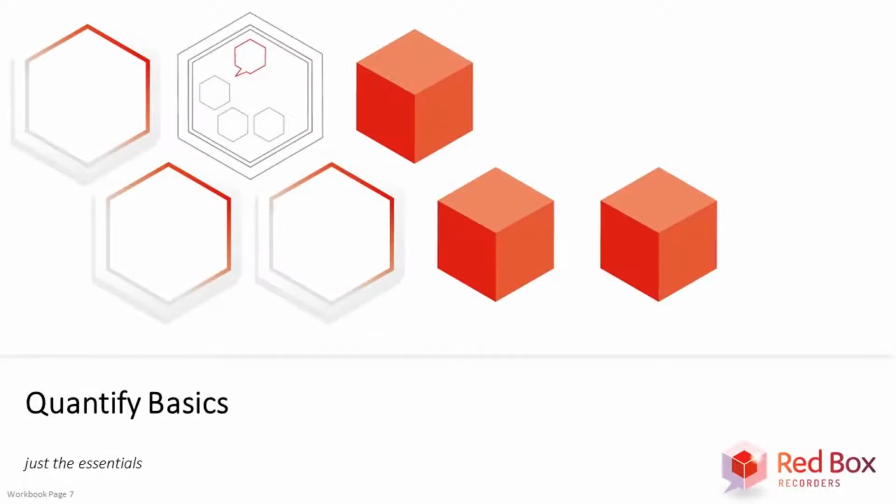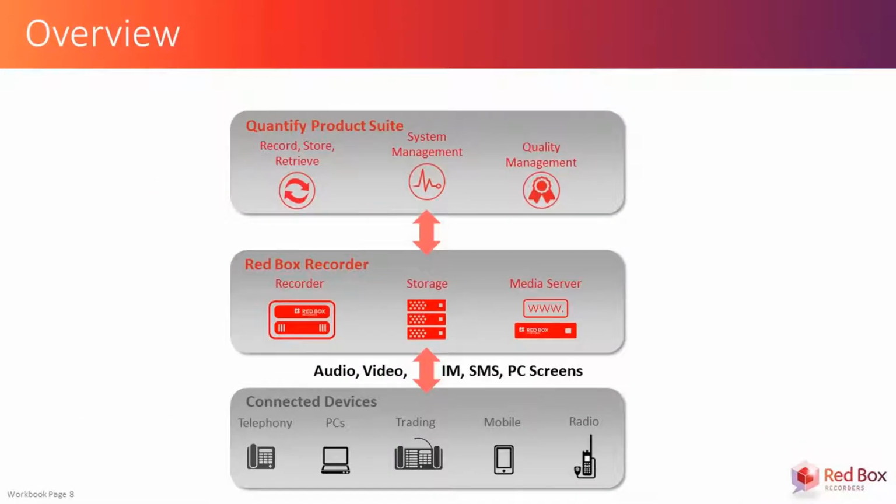So the first thing we're going to do is cover some of the basics, the essentials. Your Redbox recorder records and stores communications from all connected devices. This includes phones, PCs, trading systems, mobiles and radios. And the communications can be voice calls, video calls, instant messages and text messages. PC screens can also be recorded and the screen data saved along with the call.